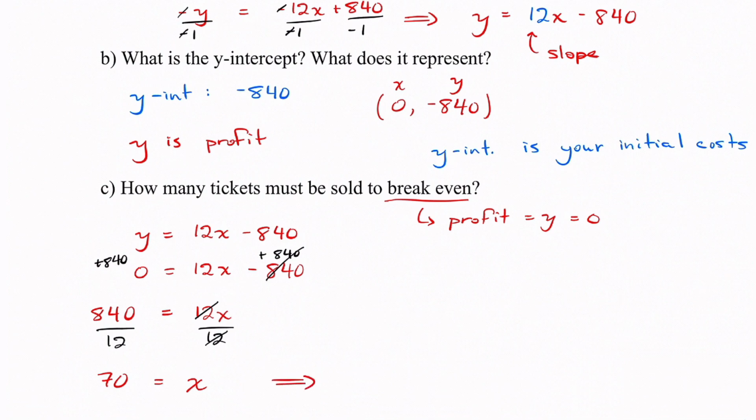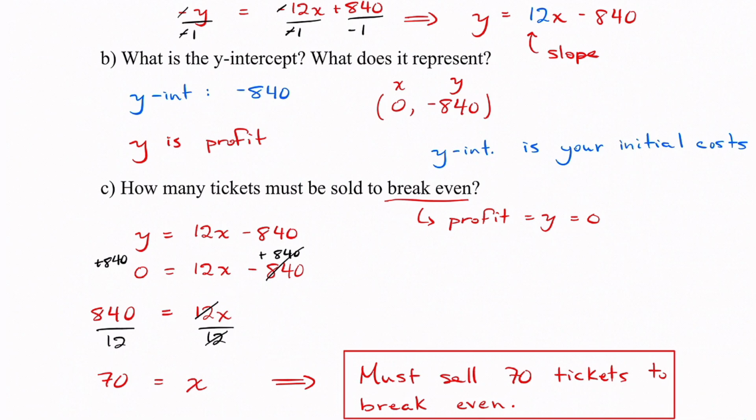So what this means, if x equals 70, remember x was the number of tickets, we were going to have to sell 70 tickets to break even. So there is our answer for that one.